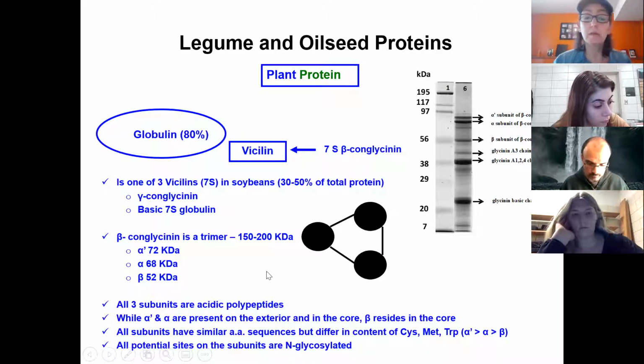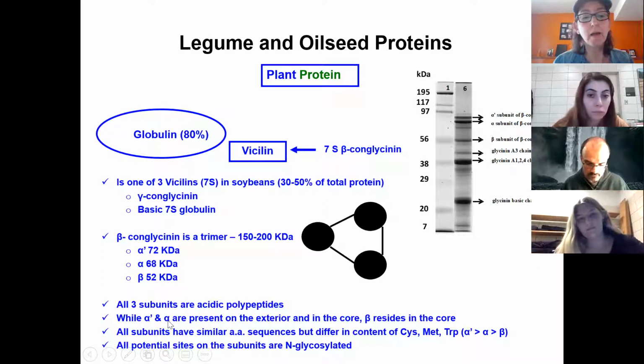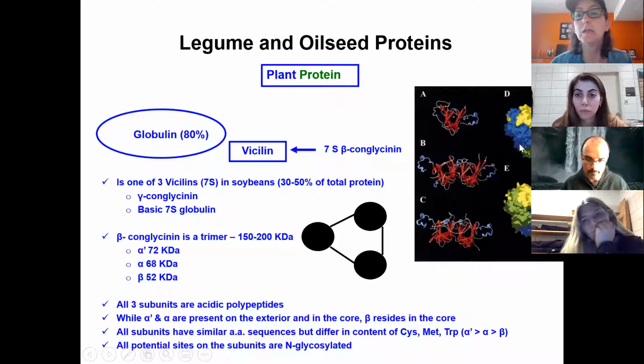So all 3 subunits, like I said, are acidic because they're high in acidic amino acids and low in basic amino acids. And the alpha prime and alpha are mostly on the exterior of the trimer, and the beta is more hydrophobic, is in the interior of the trimer. So this is a representation of the trimer here. So you can see that they associate in a way where the beta subunit resides most of it in the interior of that structure.